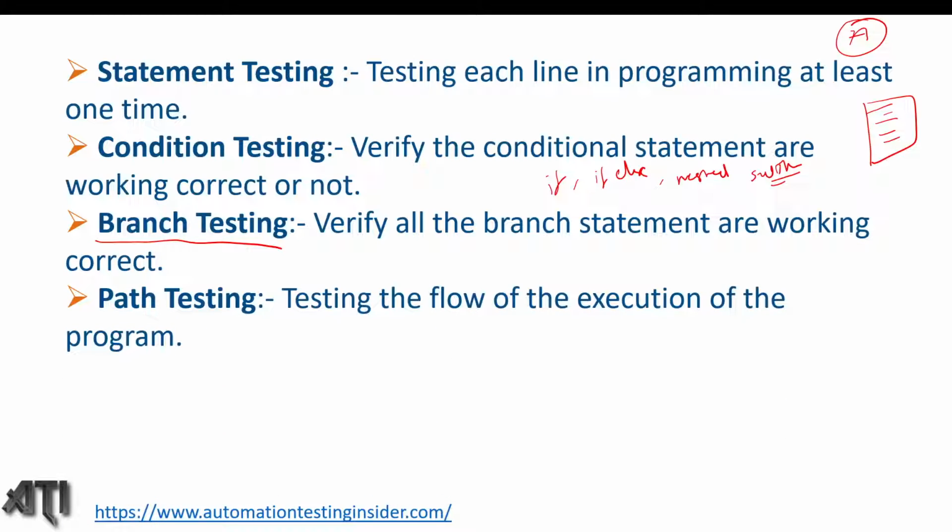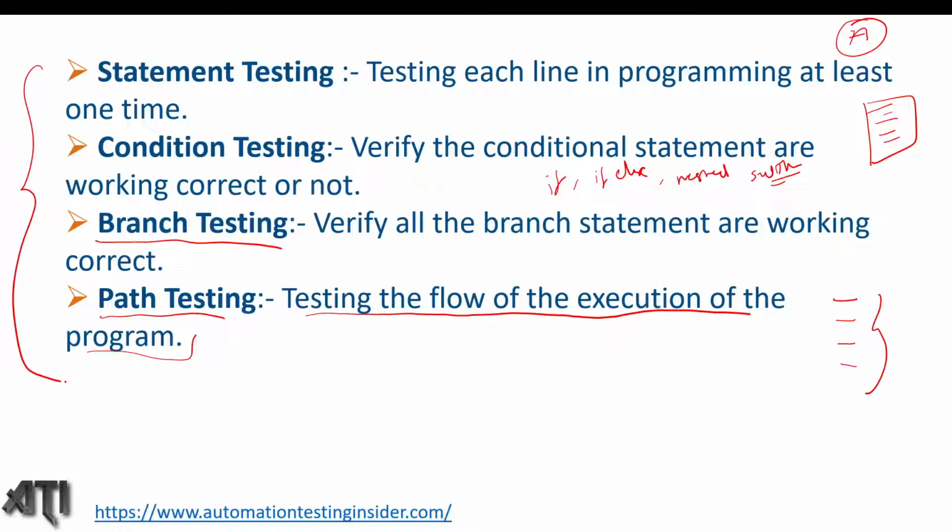And another one is path testing: testing the flow of the execution of the program. Basically we test the flow of the execution of the program in this path testing. The developer will use some workflow for their development, guys. Let's say for module A, they have written some workflow. All should be in a proper manner, like the execution flow of the program is proper, as part of this path testing. So these are the 4 structural testing techniques: statement, condition, branch, and path.